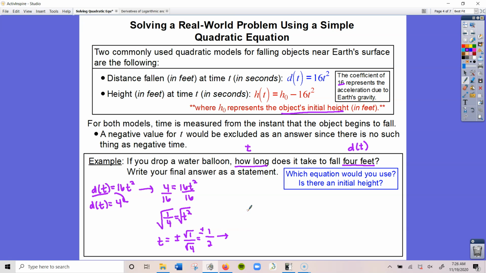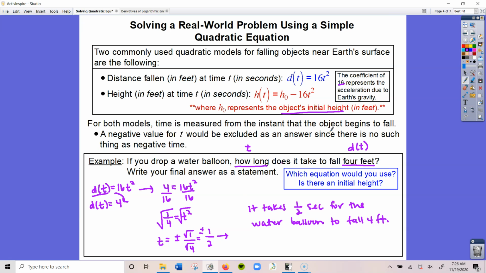Therefore, it takes half a second for the water balloon to fall 4 feet. And for all of these word problems, we're going to attempt to write a statement describing our answer.